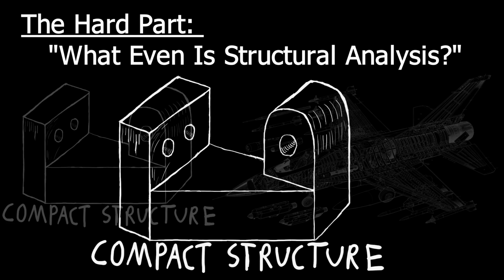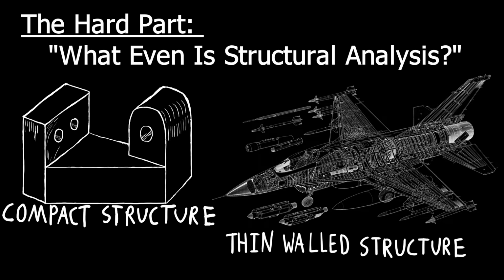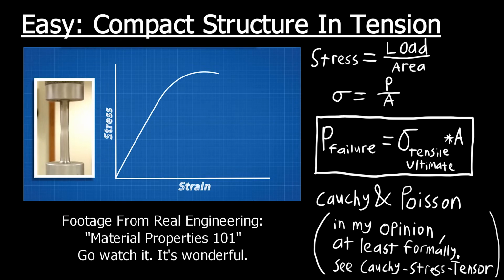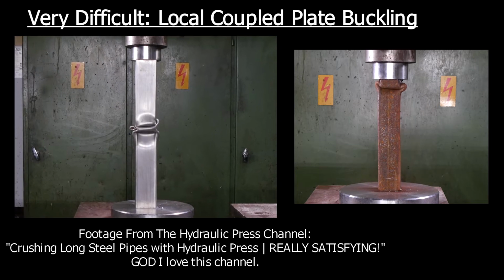However, structures that are optimized for weight or cost or aesthetics are usually thin-walled, which means that they behave in a manner best described by the theory of elastic stability. In other words, it's pretty easy to see how many pounds it takes to break something like this. And it's only a little bit harder to predict something like this. But predicting something like these is a lot harder.